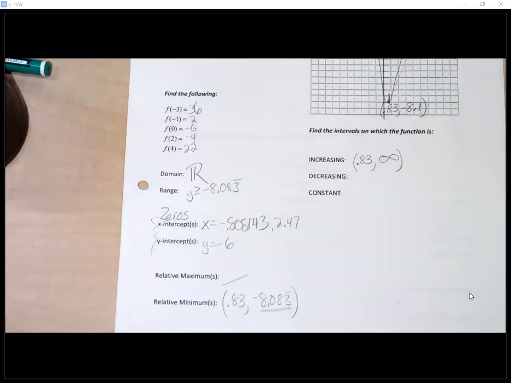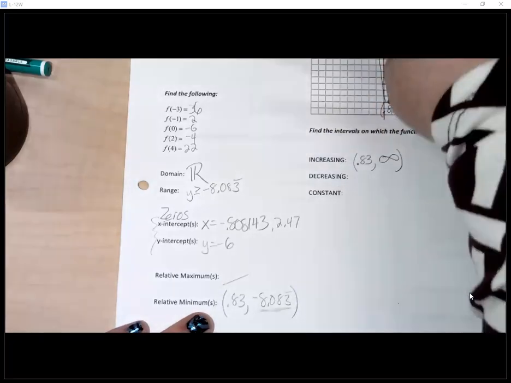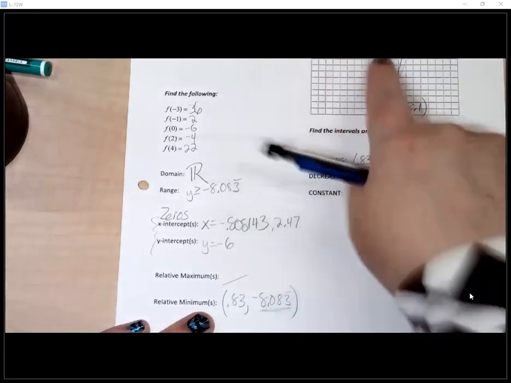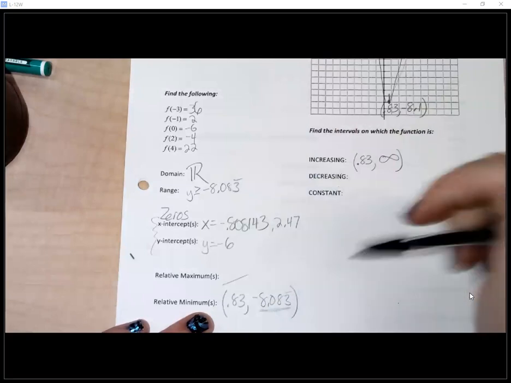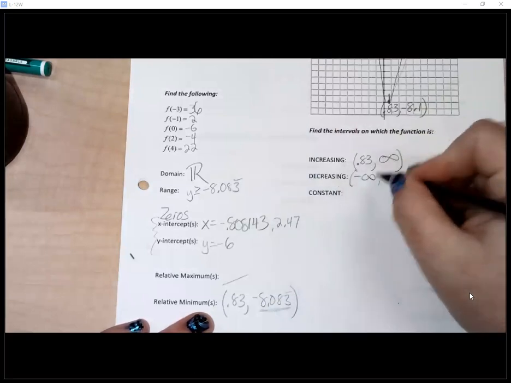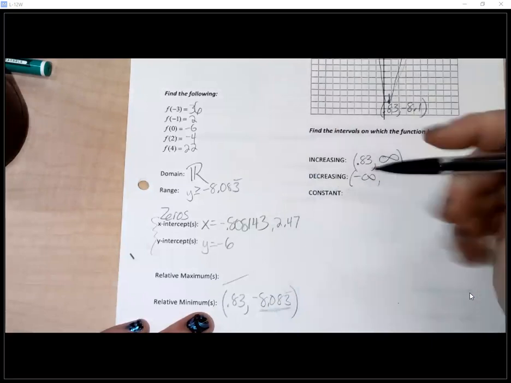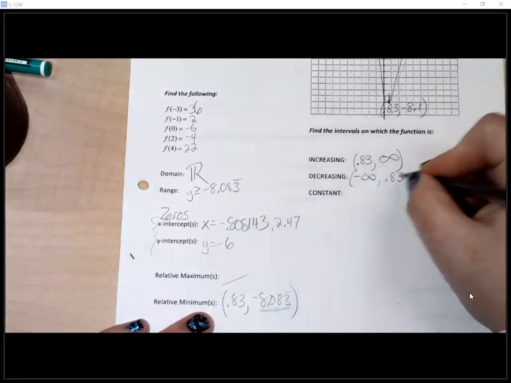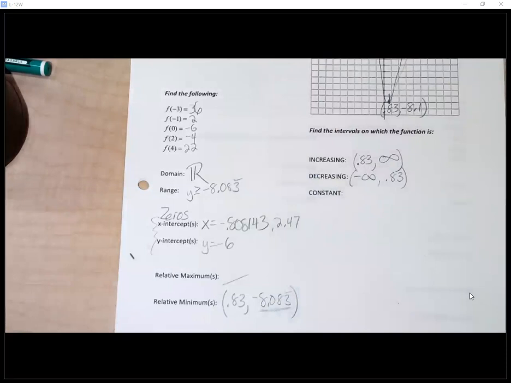I've been decreasing, right? My graph is coming down from negative infinity in my X direction all the way up until I hit 0.83. That's the section of my graph where I'm decreasing. My X values from negative infinity all the way until X is equal to 0.83. That's the chunk where it's decreasing. I'm increasing once x is past 0.83 until x is going to positive infinity.